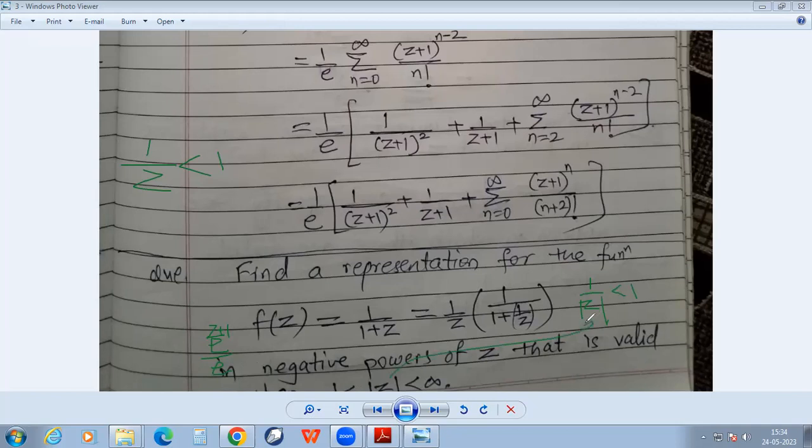From here I went here. 1 by mod z is less than 1. So we are taking care of this 1 by z kind of thing. So what we'll do is, we'll convert this 1 upon 1 plus z as 1 by z times 1 upon 1 plus 1 by z. Now you expand this 1 plus 1 by z. But you know simply the formula for 1 minus kind of thing. So that you have to take care of. So let us go to that.